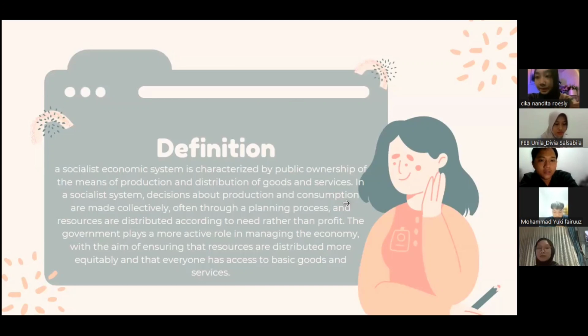A socialist economic system is characterized by public ownership of the means of production and distribution of goods and services. In a socialist system, decisions about production and consumption are made collectively, often through a planning process, and resources are distributed according to need rather than profit. The government plays a more active role in managing the economy with the aim of ensuring that resources are distributed more equitably and that everyone has access to basic goods and services.